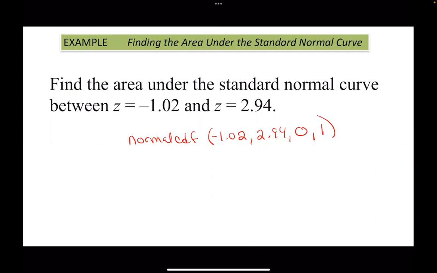Okay, I got approximately 0.8445. Is that what we got? Yeah. Okay. Yep.